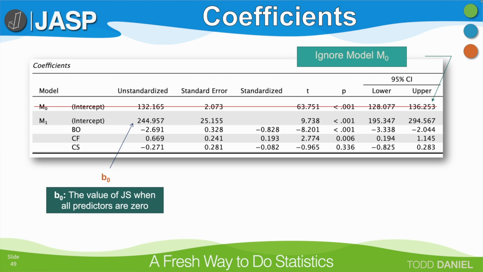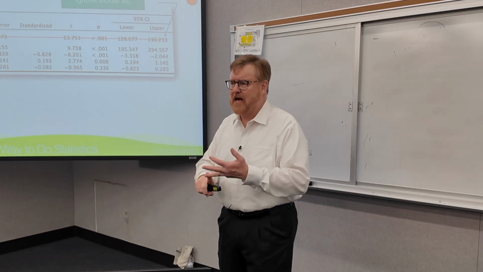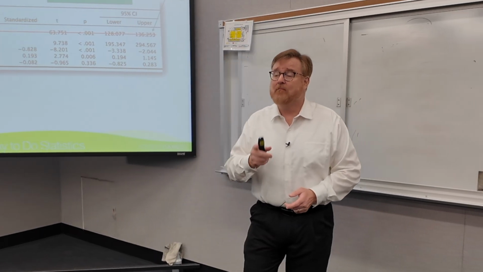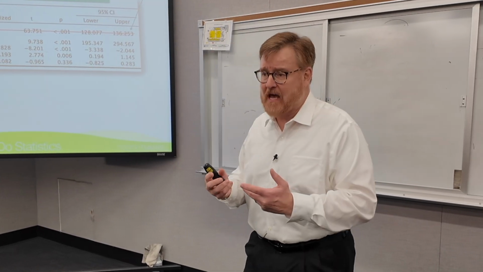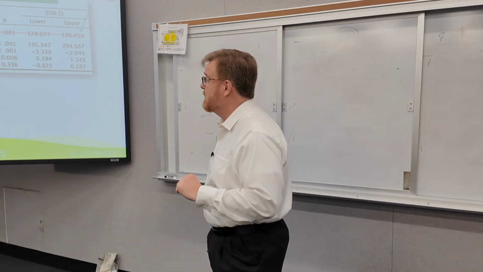Now that isn't going to happen. There's no such thing as a 0 for job satisfaction, burnout, and compassion satisfaction. So this is not a realistic number in the real world, but it does help with our math. We'll be able to use this number as we make our predictions. We'll definitely have to include this in our model.